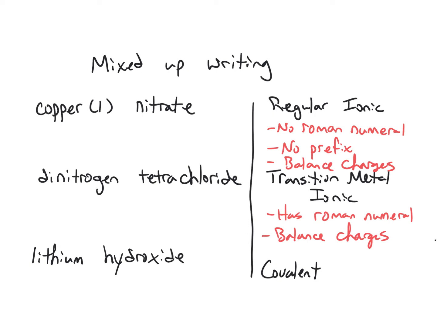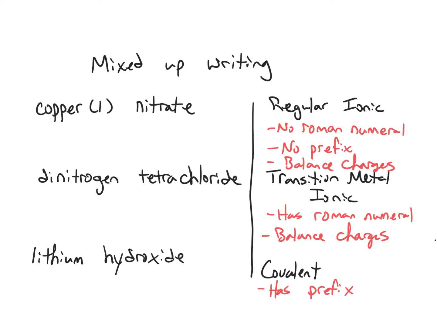Finally, if you see prefixes in the name, then it's got to be covalent. It's the only type that has prefixes. And if it does have prefixes, well, then you just write what you see. So if it's got a mono or a di or a tri, that just means how many there are, 1 or 2 or 3.